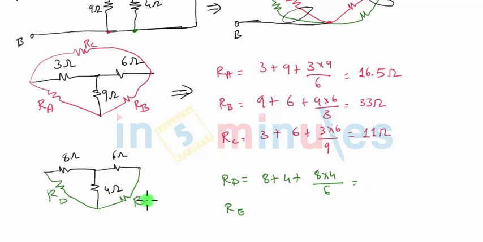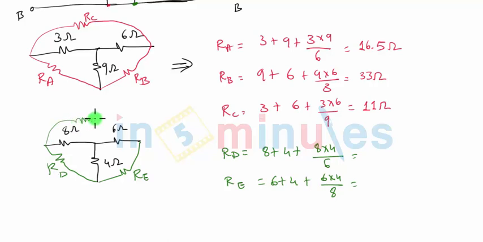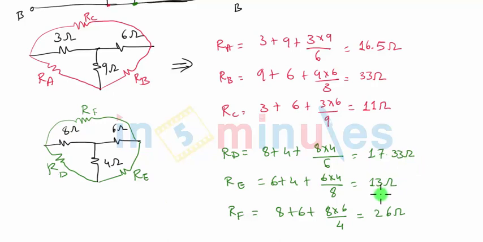RE is my next resistor. Let's say RE is here. So RE will be equal to, it is between 6 and 4, so it will be 6 plus 4 plus 6 into 4 divided by third resistor, which is 8. And finally, let me take one resistor here. This will be nothing but RF. And RF is connected between 8 and 6. So it will be 8 plus 6 plus 8 into 6 divided by 4. If we calculate all the three values, it will come out to be 17.33, 13 and 26 ohm. These are the three resistors for the second star.